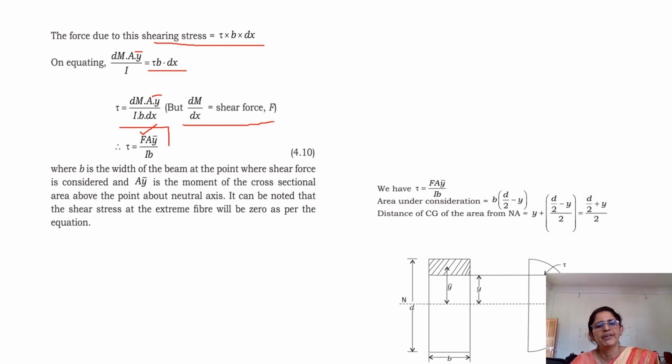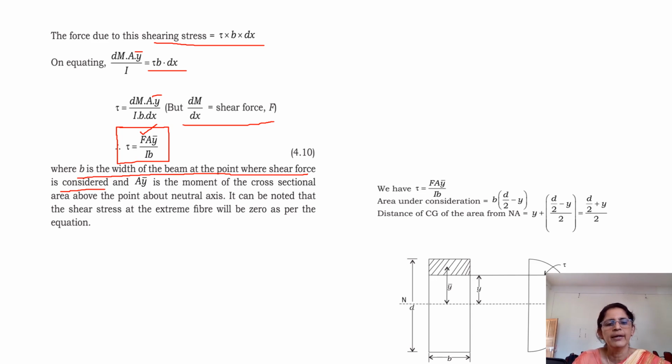So this is the fundamental equation for solving shear stress at any section. Understand? I have described all the terms, where B is the width of the beam at the point where shear force is considered. That is very important. You cannot just take the width of the beam as B, because if it is a nominal cross section of B and D, it is okay.